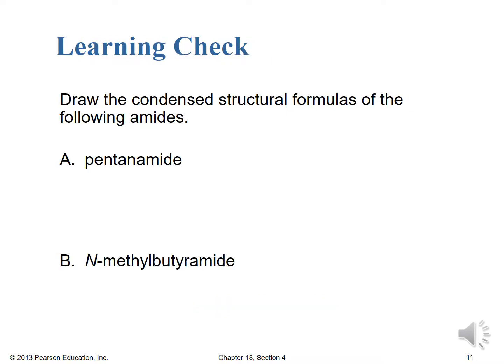Now let's go back and have another learning check. In this case, you're going to draw the condensed structural formulas, or better yet, the skeletal structures of the following amides. So before, you were taking the structure and naming, now you're taking the name and drawing the structure. So first for pentanamide, and then for N-methyl butyramide. Good luck.